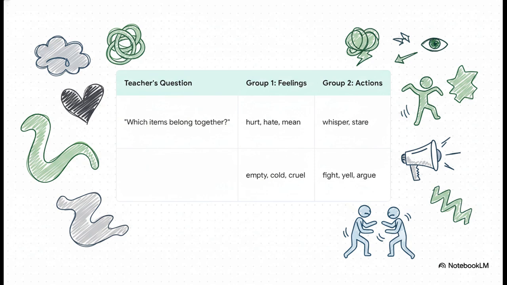And this is where it gets cool. You can see these conceptual categories starting to emerge right out of the chaos. For example, students might pull out words like hurt, hate, and mean, and put them in one group, and words like whisper, fight, and yell in another.